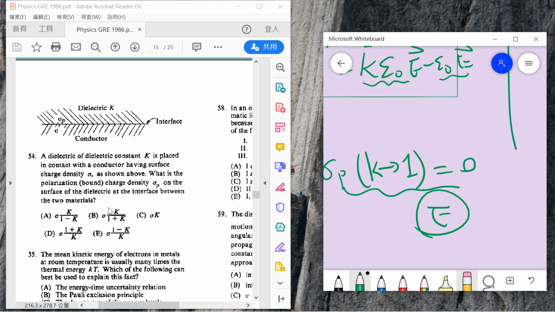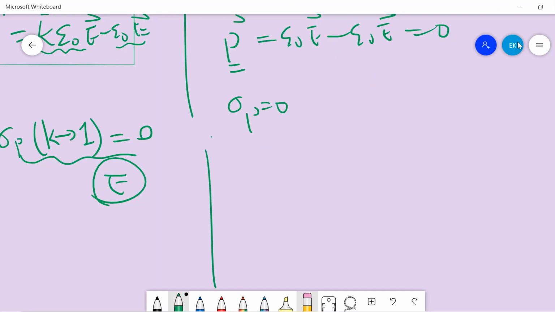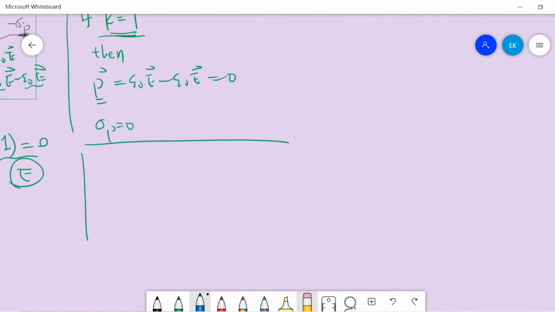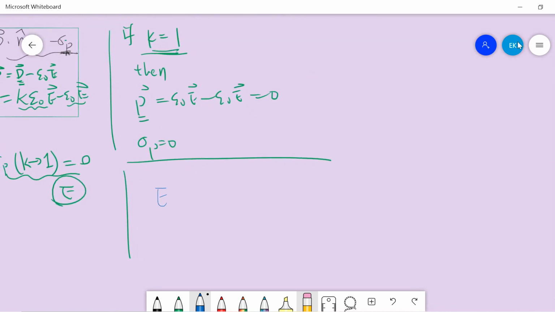Okay, so now I will give the proof of why this is correct. To actually prove it, we just need to use this formula. One common fact is that the electric field near a conductor is sigma over epsilon naught. But here you are in a dielectric, so you just change epsilon naught to K epsilon naught. So this is your electric field.